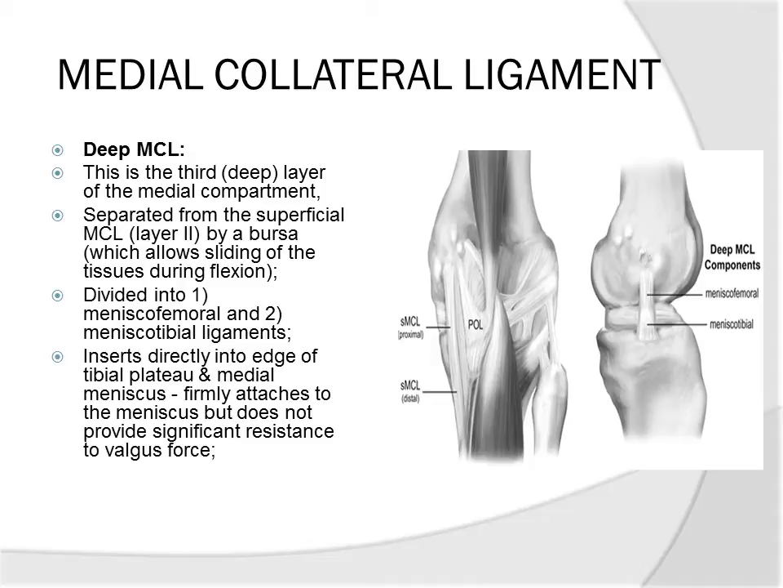Now, the deep medial collateral ligament is divided into two bands. We have the meniscofemoral band here, from the meniscus up to its femoral attachment, and then we have the meniscotibial band from the medial meniscus down to its attachment onto the tibia.